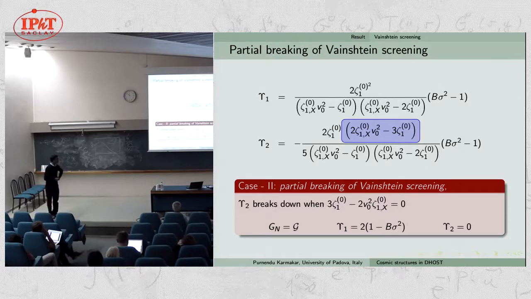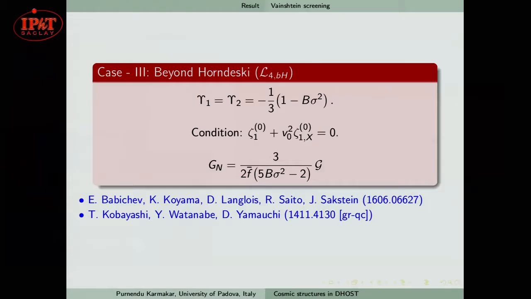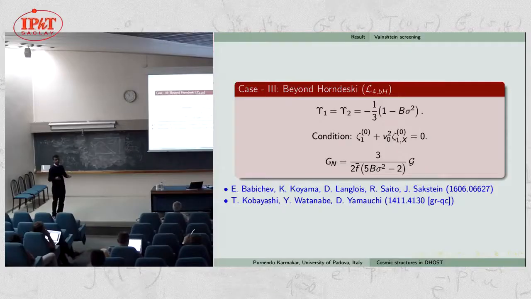Now there is another case where we partially recover the Vainshtein screening, which is not interesting, of course, because gamma 1 is still non-zero. But the third one is interesting: when these two extra factors are equal, this is beyond Horndeski theory. If we use this condition on the parameters, we recover that these two extra factors are equal, and we recover beyond Horndeski theory. This result has been obtained in these two papers, and we can recover beyond Horndeski theory within our theory.